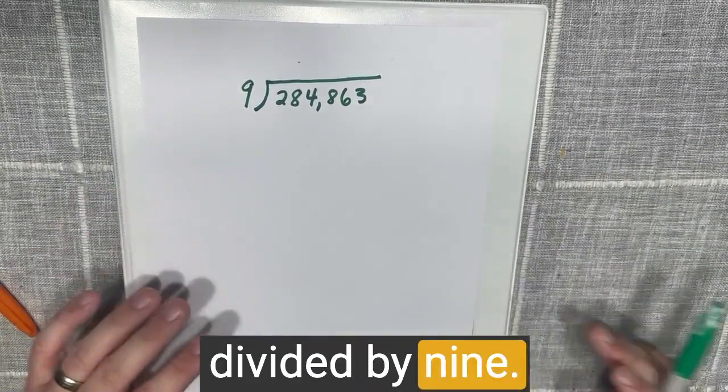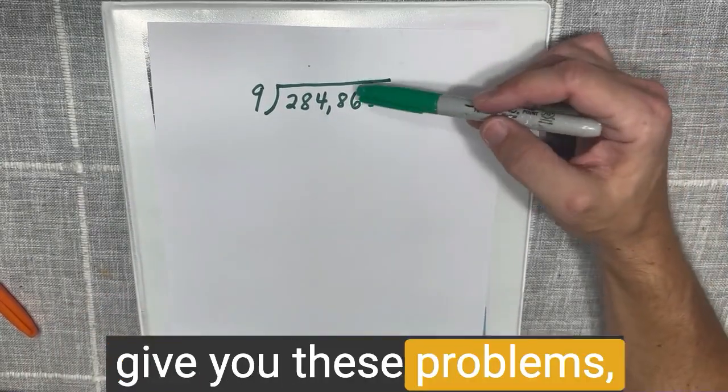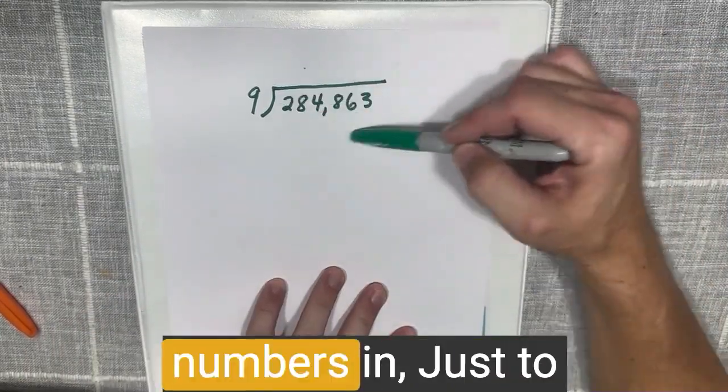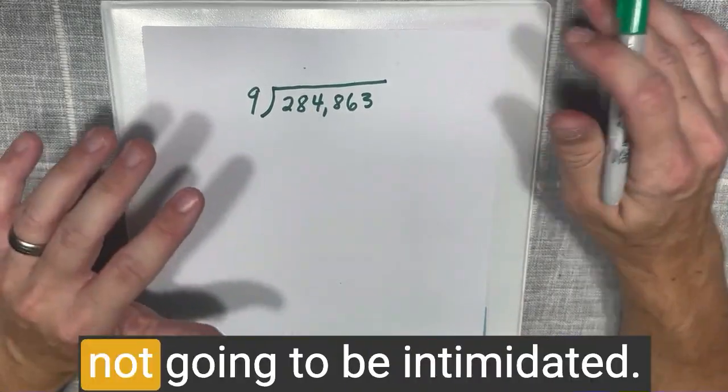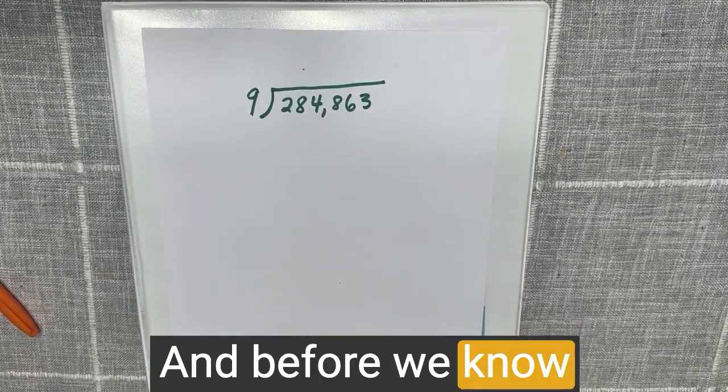We have 284,863 divided by 9. Okay. And again, that number there, when those teachers give you these problems, they give you these crazy numbers just to intimidate you. But we're not going to be intimidated. Remember, we're just going to take one little bit at a time, one piece at a time. And before we know it, we have it down.